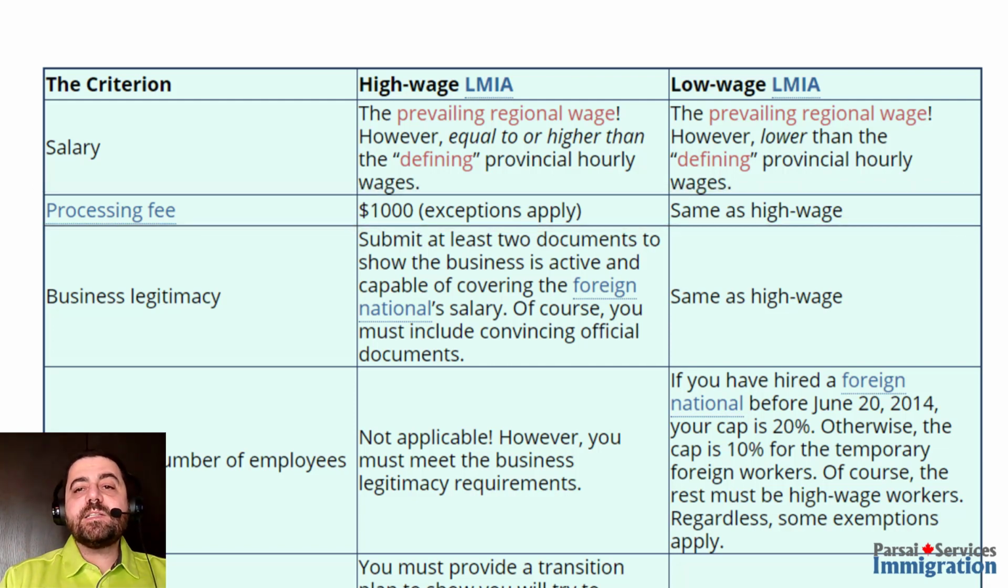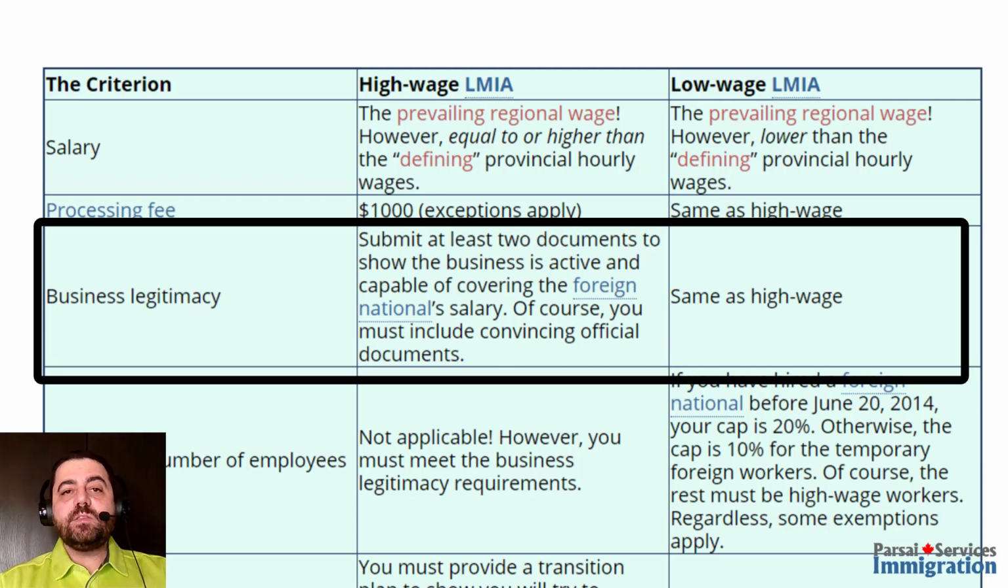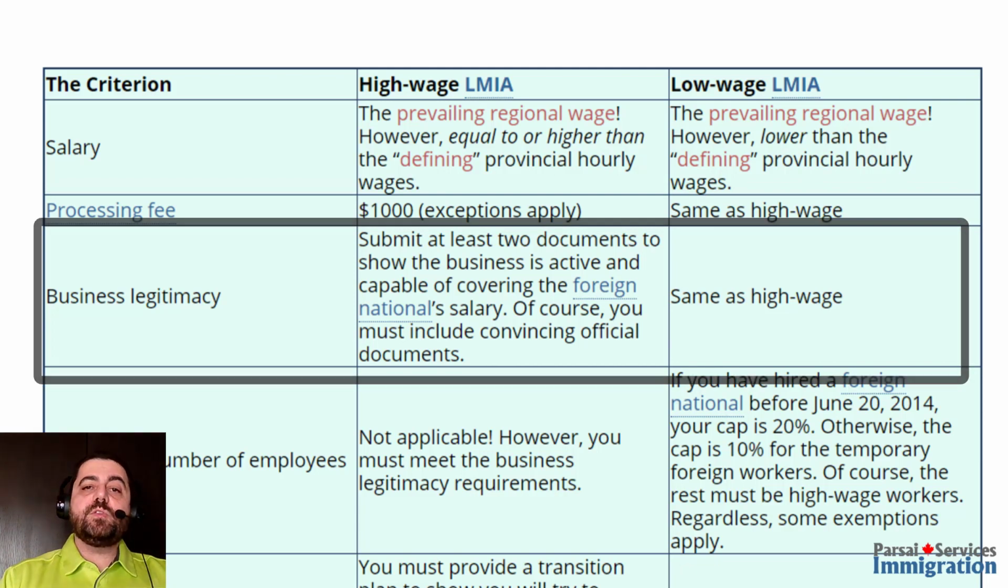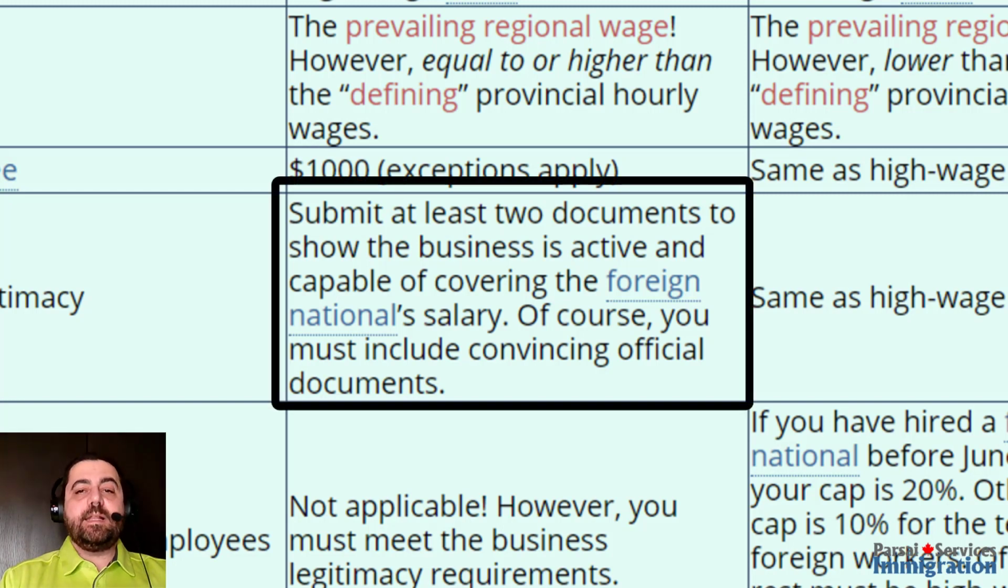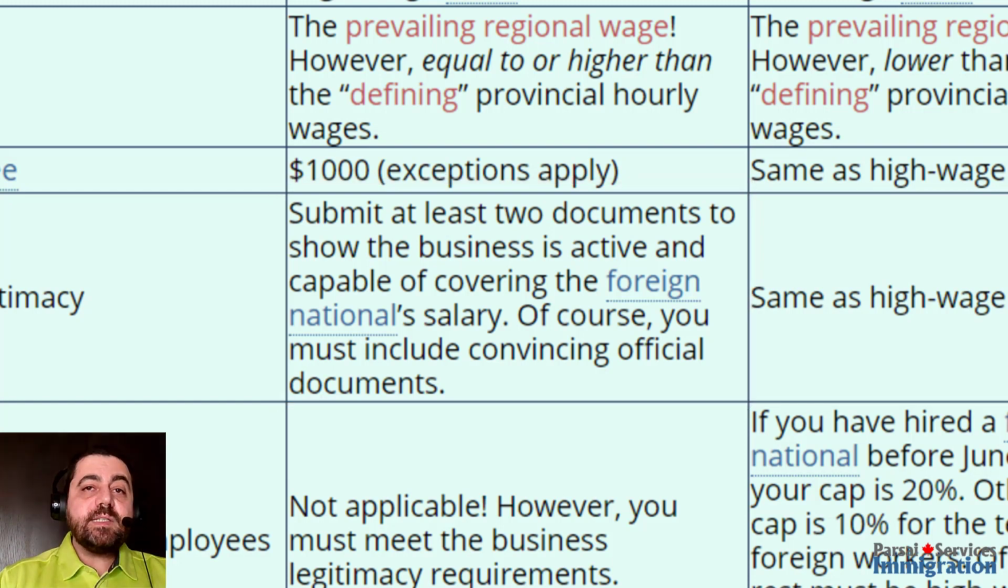In terms of business legitimacy, in both cases, you need to submit at least 2 documents to show the business is active and capable of covering the foreign national salary. Of course, you must include convincing official documents. Again, there are many documents that you submit to Canada Revenue Agency or letters that you could receive from your accountant or from your lawyer.